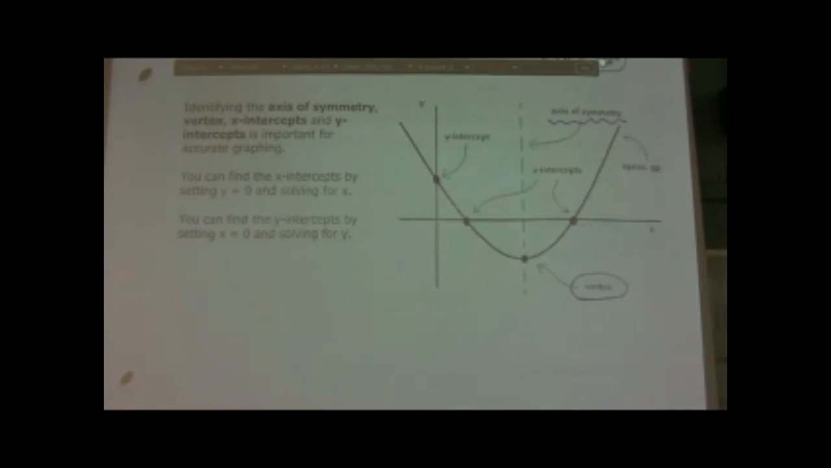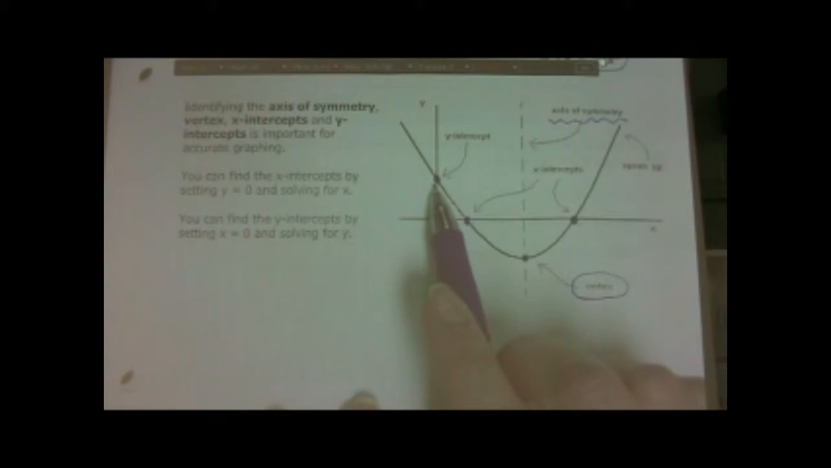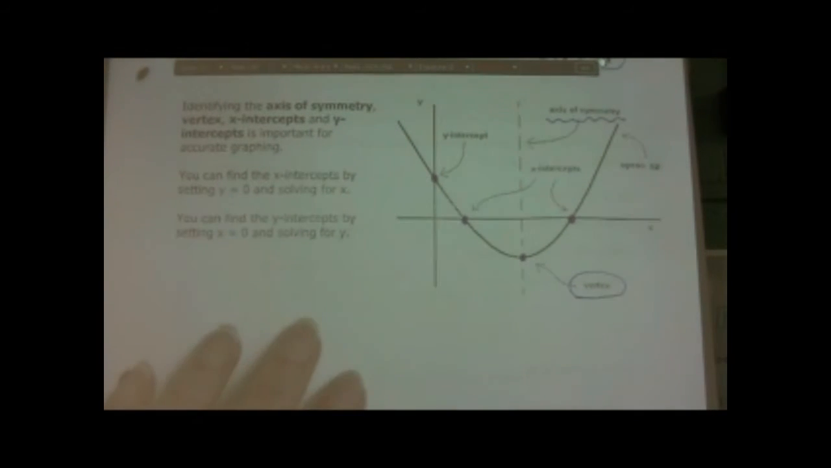It will always have 1 y-intercept. Never 2, never 0, always 1. If we can identify the y-intercept and any x-intercepts that we have, it's really going to help us draw this graph. So that's part of our goal. We want to identify these characteristics so we can draw a very good graph.